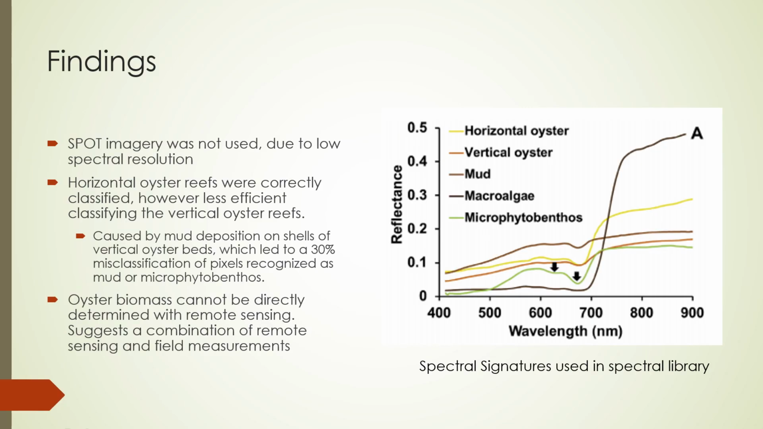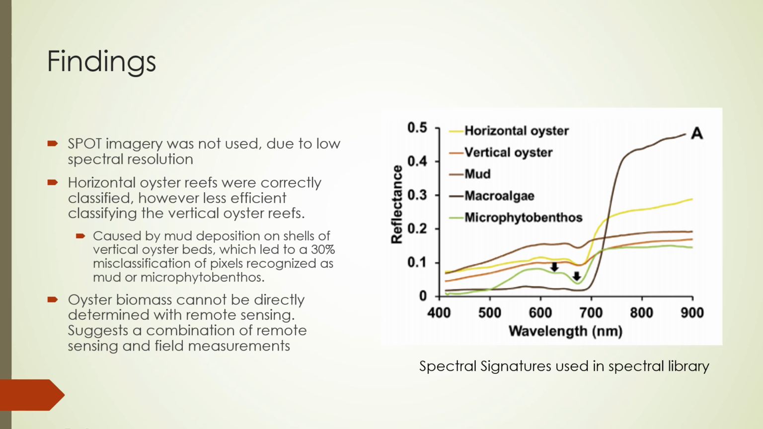So some of the findings that they determined with this study: SPOT imagery was ultimately canned. It just didn't have enough spectral resolution, and came out as a pretty pixelated product.